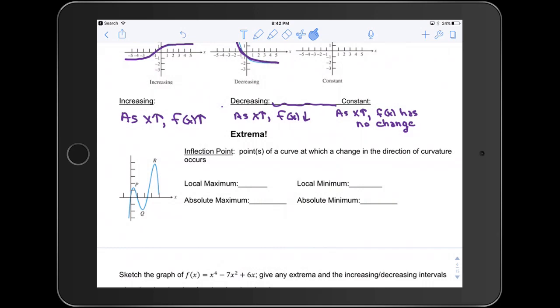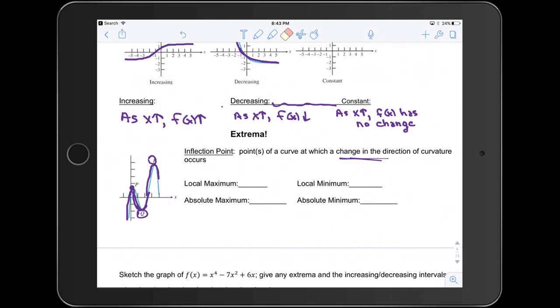But anyway, extrema, I kind of enjoy them because they're pretty straightforward. They're points on a curve in which a change in direction of curvature happens. So for instance, as we're going down this graph, right here before, as we were increasing, now we're going to be decreasing. This here, point P, is an inflection point. Same thing here. We went from decreasing now to increasing. Again, there's an inflection point. And then same thing here. We changed from increasing to decreasing. There's an inflection point.